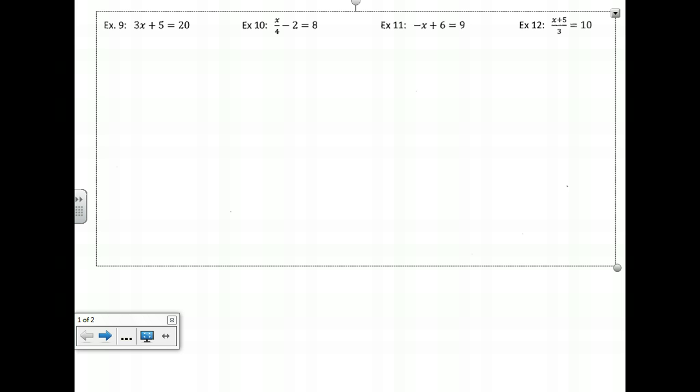Example 9. What I mean by two operations is we have both multiplication going on with our variable x and addition with our variable x.